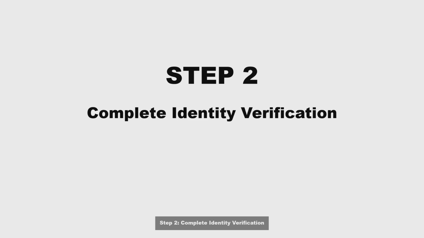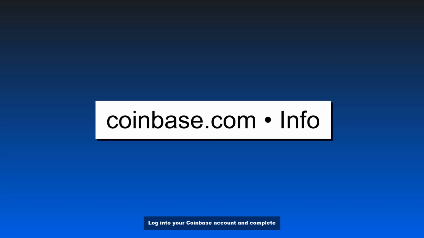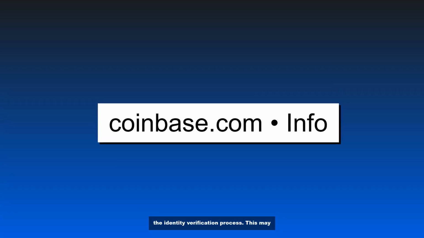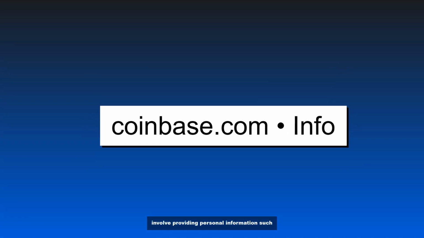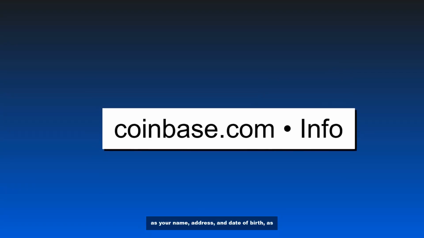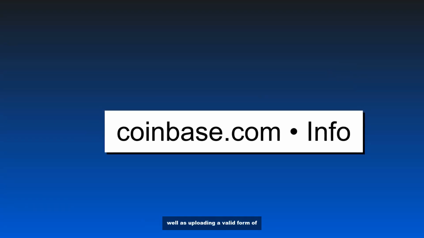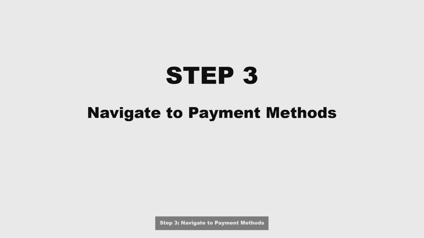Step 2. Complete identity verification. Log into your Coinbase account and complete the identity verification process. This may involve providing personal information such as your name, address, and date of birth, as well as uploading a valid form of identification.